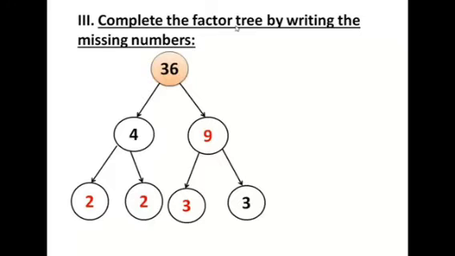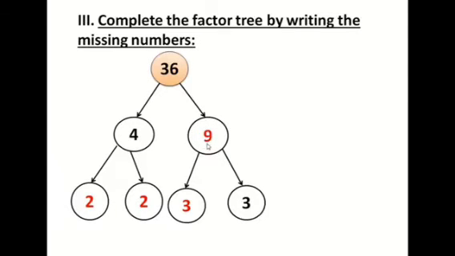Third one, complete the factor tree by writing the missing numbers. So here the number was 36. From 36 there are 2 arrows. You can see that down one arrow it was 4, but the other place was empty. So you have to think of a pair of factors where one of the factors is 4 and the other one will be 9, because 4 9s are 36. So it will be 9. Yes, the empty places I have written in red.